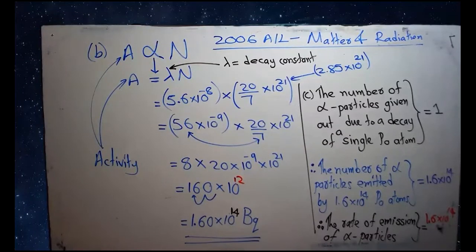Number of alpha particles given out due to a decay of a single polonium atom equals 1. Therefore, the number of alpha particles emitted equals 1.6 times 10 to the power 14. Therefore, the rate of emission of alpha particles equals 1.6 into 10 to the power 14.